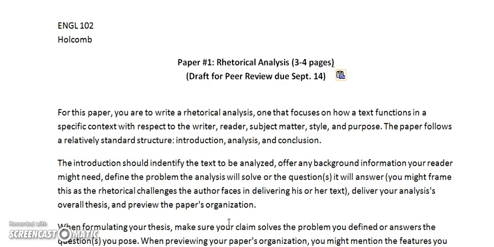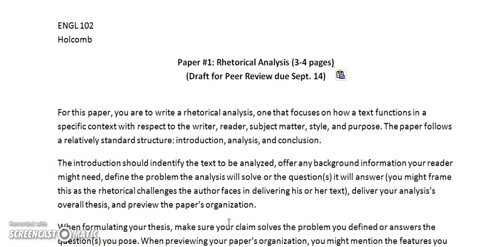Okay, paper 1, rhetorical analysis. Your analysis should be 3 to 4 pages long, and I'm talking 3 to 4 pages, double spaced, using a 12-point font. The draft for the peer review is due September 14th, so that's about 9 days from now. That's plenty of time for you to work up a draft, and your draft should be a complete draft. It can't be a partial draft.